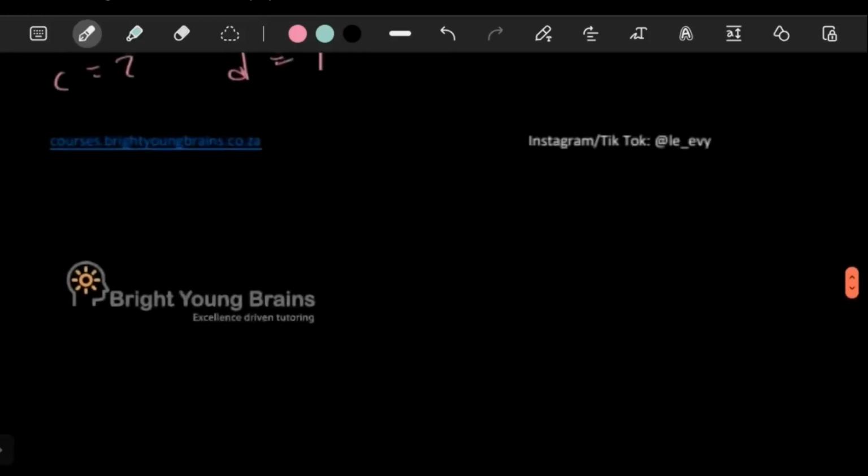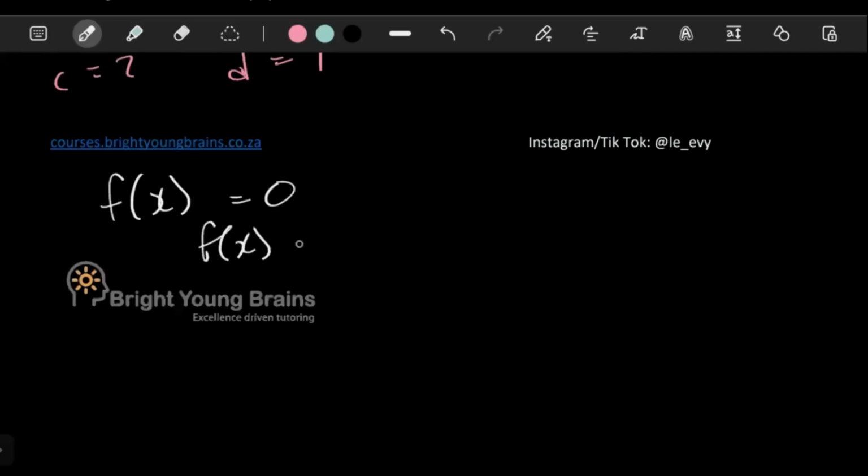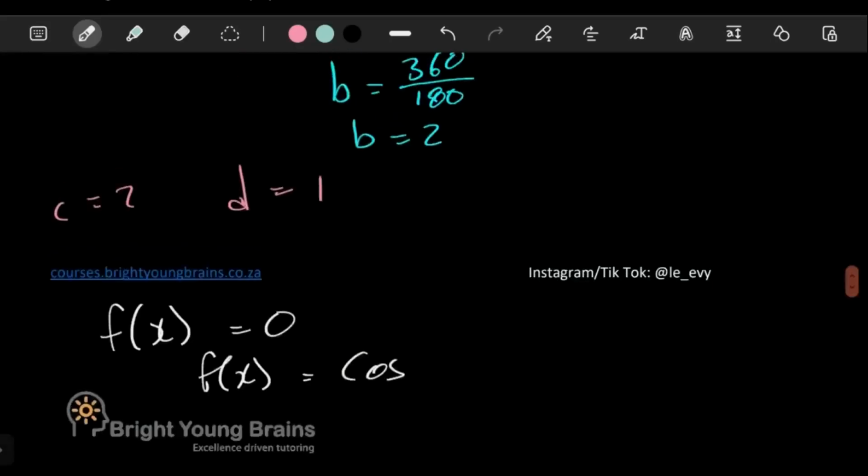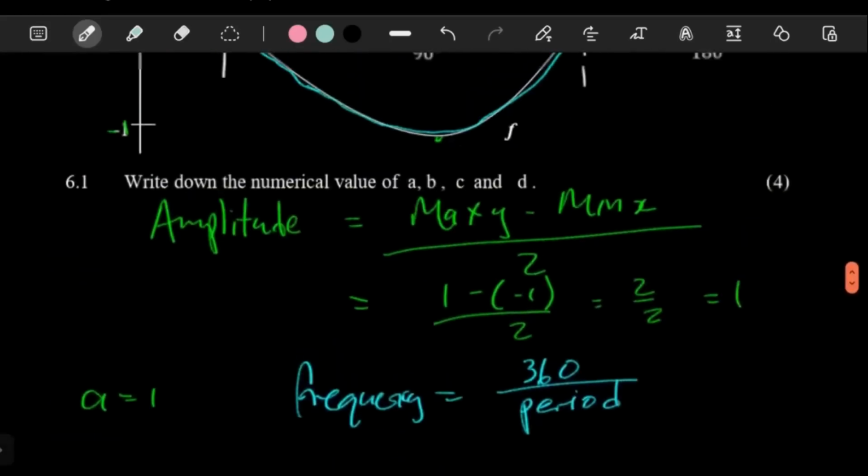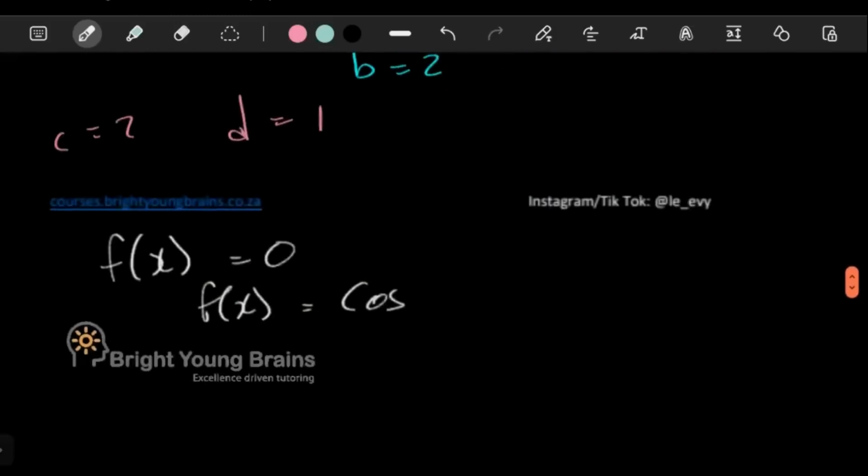Let me might as well use this space here. f of x, where is it equal to 0? So f of x is going to be equal to, the amplitude was like a 1, so it was cos. And the frequency was what? Was it a 2? Yeah. So this is cos 2x, right?